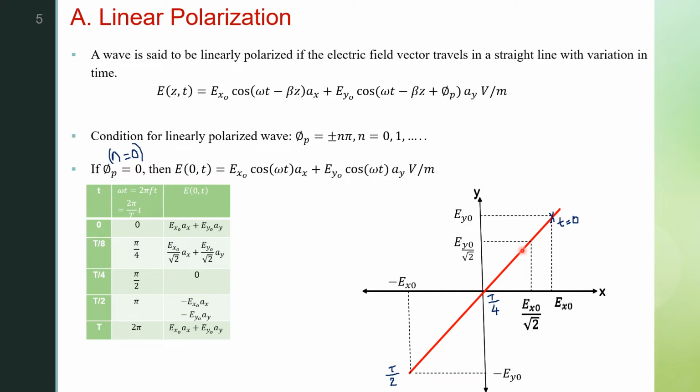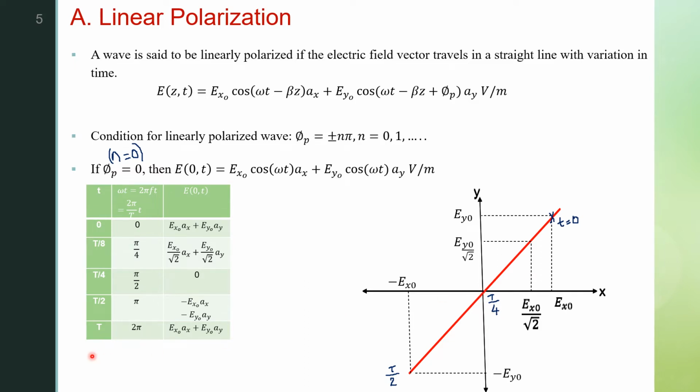Similarly, we can consider different time instants. When time t is equal to T by 4, omega t will be pi by 2, and we know cos pi by 2 is 0, so the electric field value is going to be 0. So at t is equal to T by 4, its value is going to be 0.